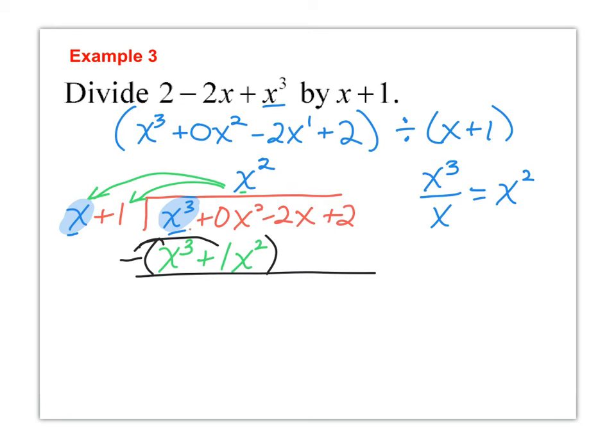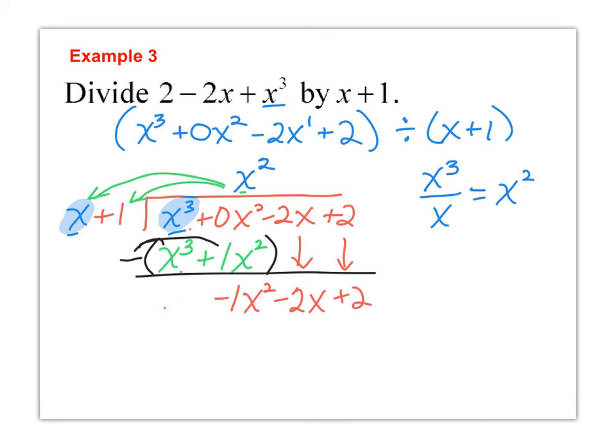We get this x cubed minus this x cubed is 0x cubed. We have 0x squared minus this 1x squared, and we could write this as minus 1x squared. And then we're going to bring down the minus 2x, and you can also bring down the plus 2.